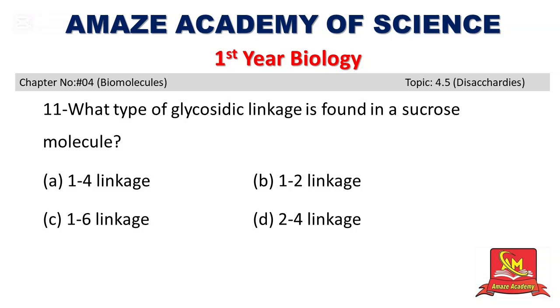MCQ 11. What type of glycosidic linkage is found in sucrose? Option A, 1 to 4 linkage, Option B, 1 to 2 linkage, Option C, 1 to 6 linkage, Option D, 2 to 4 linkage. Correct answer is Option B, 1 to 2 linkage.